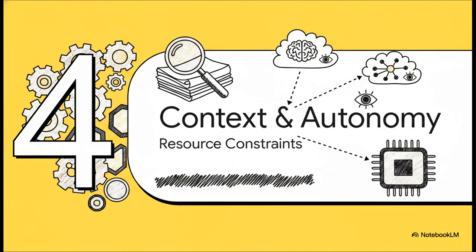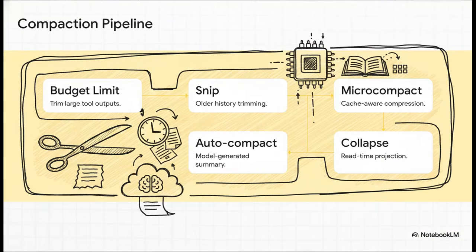Next up, section 4, context and autonomy. Managing constraints and safety. But how exactly does the system balance feeding the AI enough information while not blowing up the memory limits? Well, context is basically the ultimate scarce resource here, and managing it is absolute key to optimizing performance. Instead of just randomly deleting old messages, Claude Code uses a brilliant 5-layer compression pipeline before every single model call.